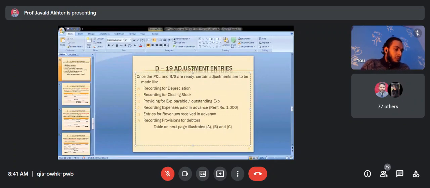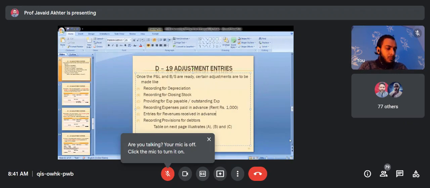In the meantime, did you think something? At least you must have thought. What do we do when we record provision for debtors? What do we do? So in the balance sheet, they'll go as assets, first of all.